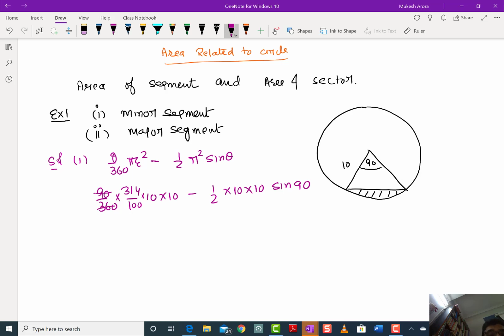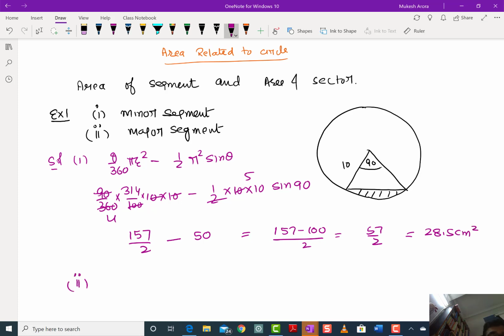This is 4, this cancels. This is 157 by 2 minus 50. So this is 157 minus 100 by 2, 57 by 2, that is 28.5 centimeters.